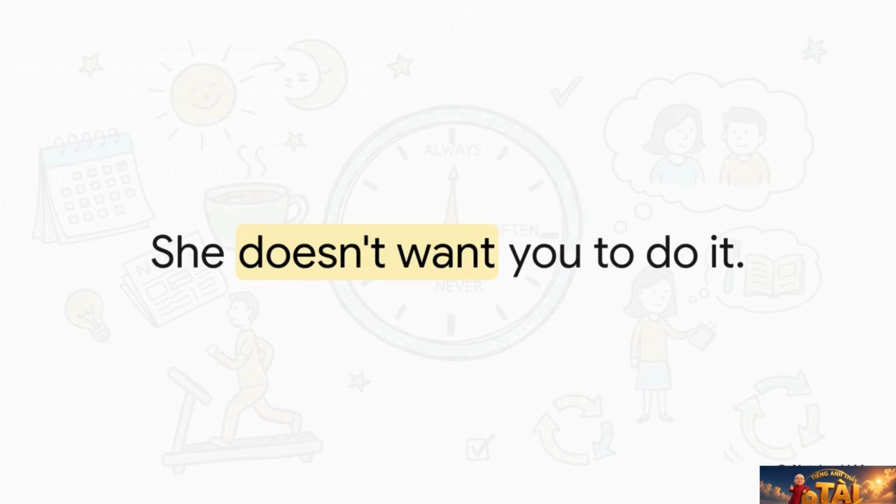Another totally fascinating nuance here is that even for temporary thoughts and feelings happening exactly at the moment of speaking, we still use the simple present. If someone doesn't agree with you or doesn't want something right in this exact moment, you do not use the continuous tense. No way. You wouldn't say she is not wanting. You strictly stick to the simple present. She doesn't want you to do it.